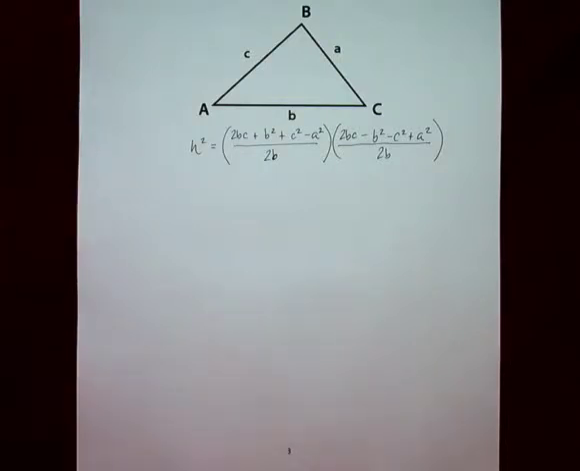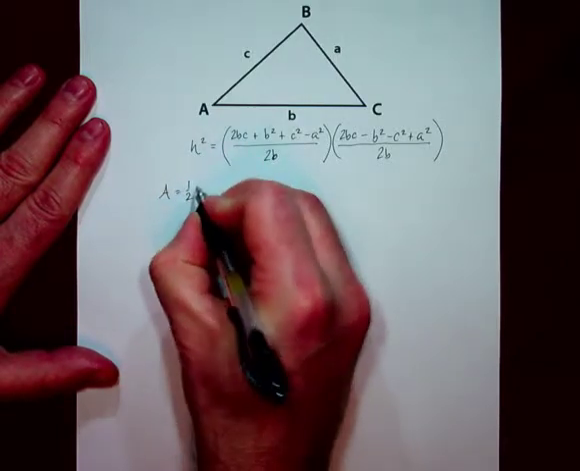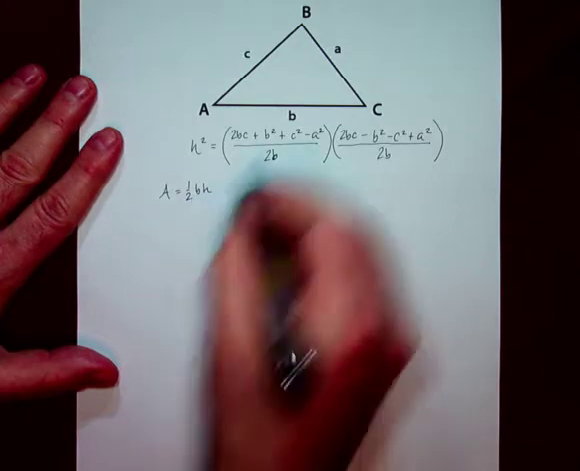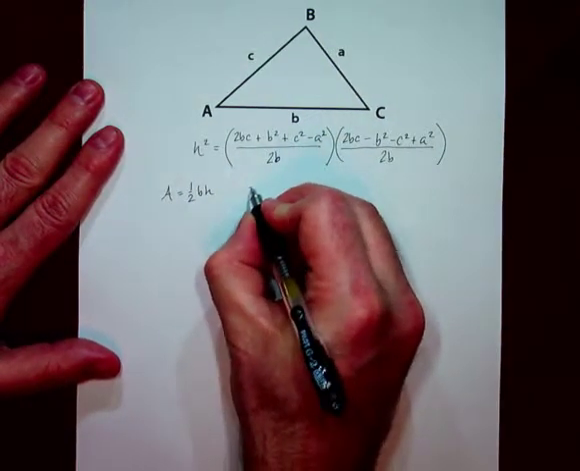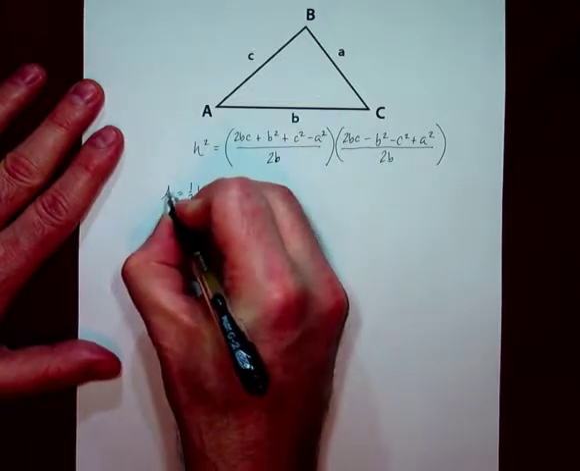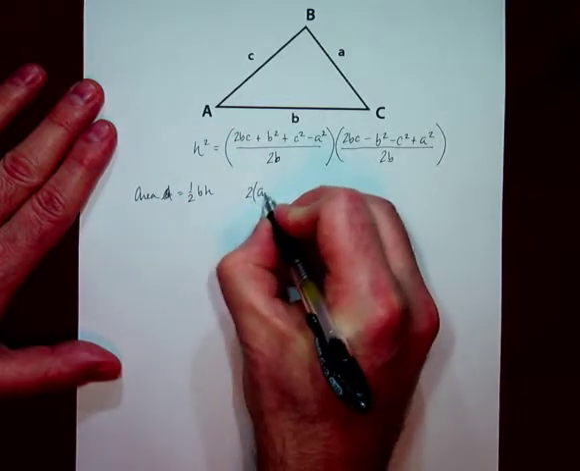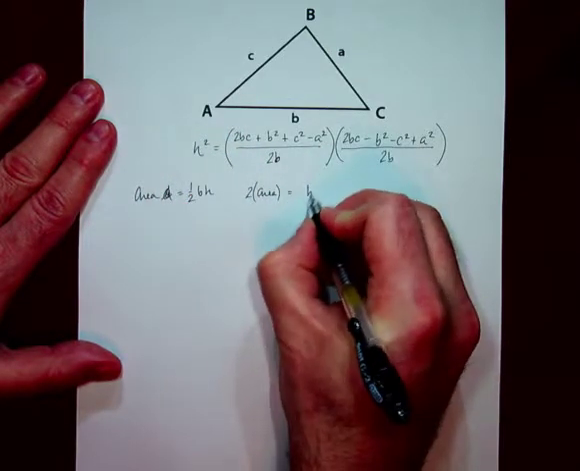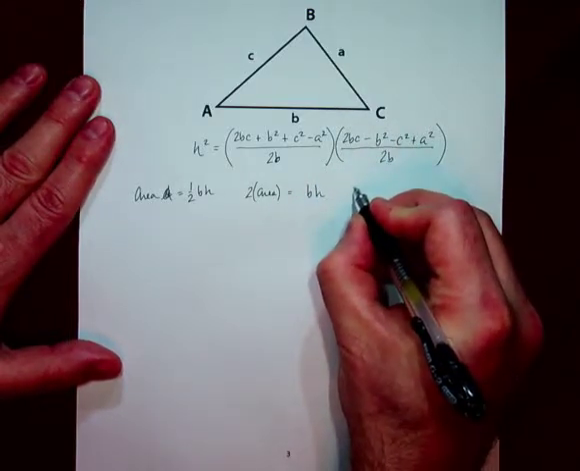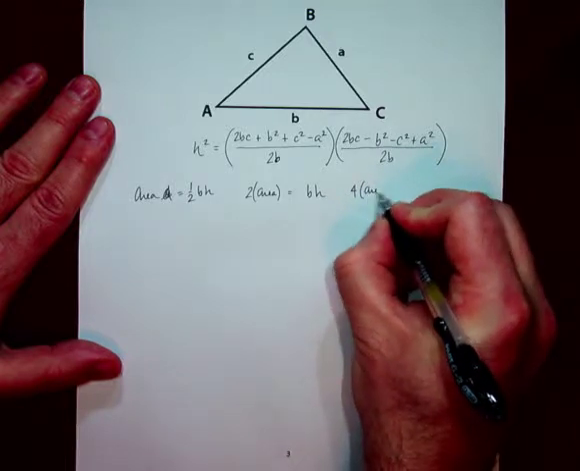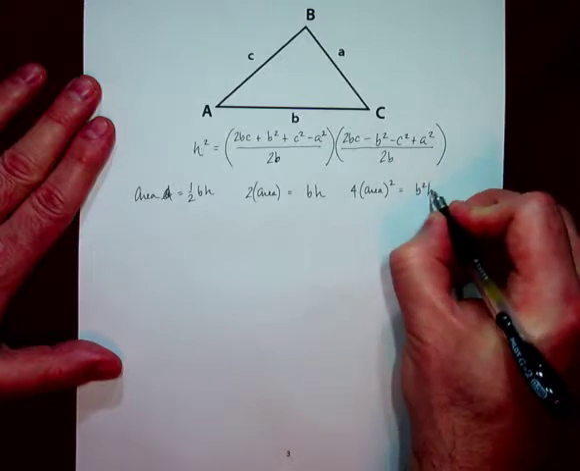we're going to recognize the fact that area is equal to 1/2 base times height, and it just happens to be b as well. But now, if that's the case, then 2 times the area is equal to bh. And if I square both sides, I get 4 times the area squared is equal to b squared h squared.